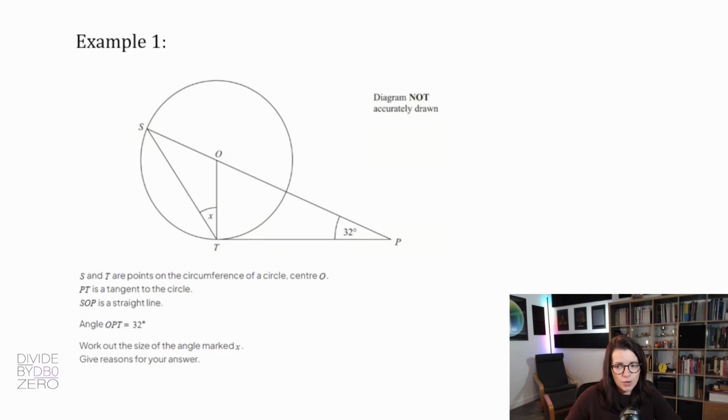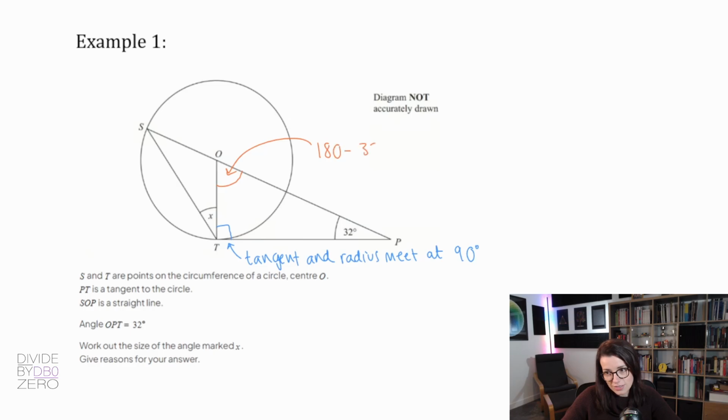Where to start? I'd recommend looking at the diagram and just labeling on anything you can notice straight away. For example, we know that PT is a tangent. One of the first circle theorems said that a tangent and a radius meet at 90 degrees. We can label that as 90 degrees. And anytime we label something on, let's put our reason down as well. This one will be tangent and radius meet at 90 degrees. From there, I'm now seeing that we've got a triangle, and we know that angles in a triangle always add up to 180. So we can find that third angle there by doing 180, take away 32, take away 90.